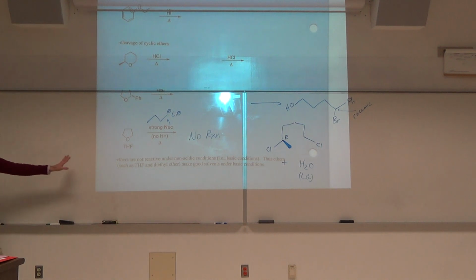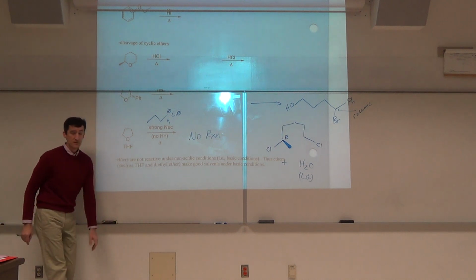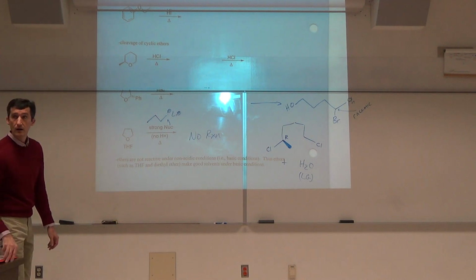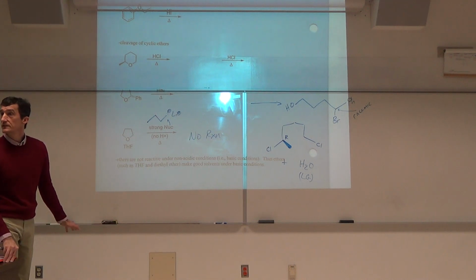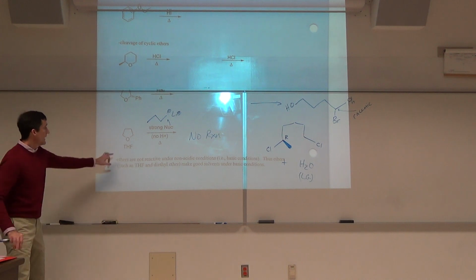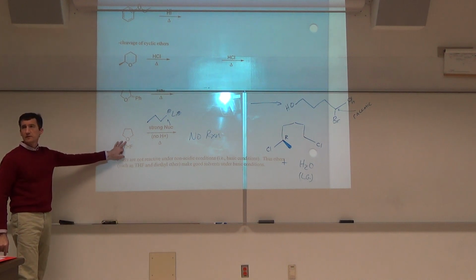So THF and diethyl ether are very common solvents, especially when you're doing basic conditions. Question: if you use the tosylate, could you cleave the ether? If you use what? The tosylate, to convert the O to OTs, can you cleave the ether? And you can't really convert this to a tosylate because that's just an alcohol reaction.